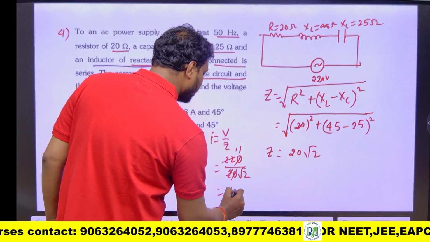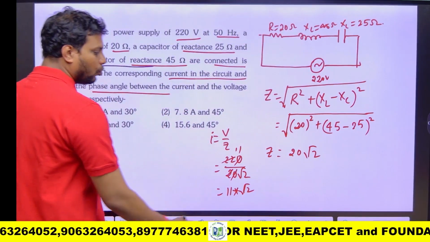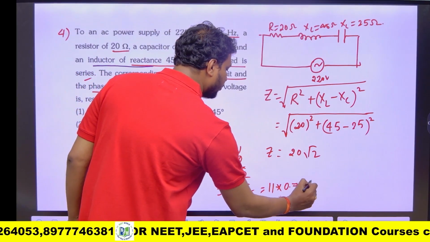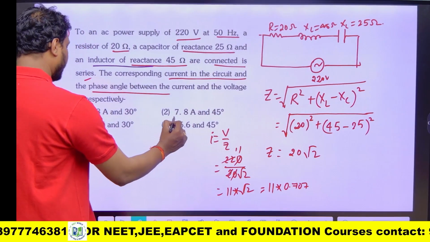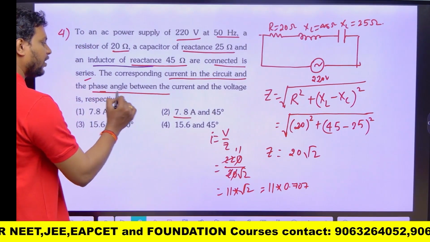So we have the 11 root 2. If you multiply 11 by root 2 value, 0.707, you will get approximately 7.8 amperes. But here two options are there, and we also have to find out the phase angle.